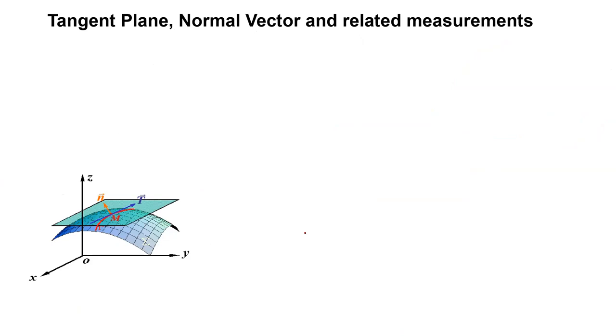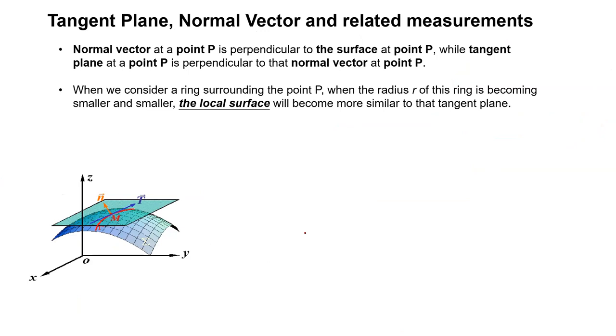I want to tell you about the tangent plane, normal vector, and the related measurements. The first is the normal vector. Normal vector at a point, it is usually connected with a point. Here, point M is point P. And this normal vector N is perpendicular to the surface at point P, while the tangent plane at point P is perpendicular to the normal vector at point P.